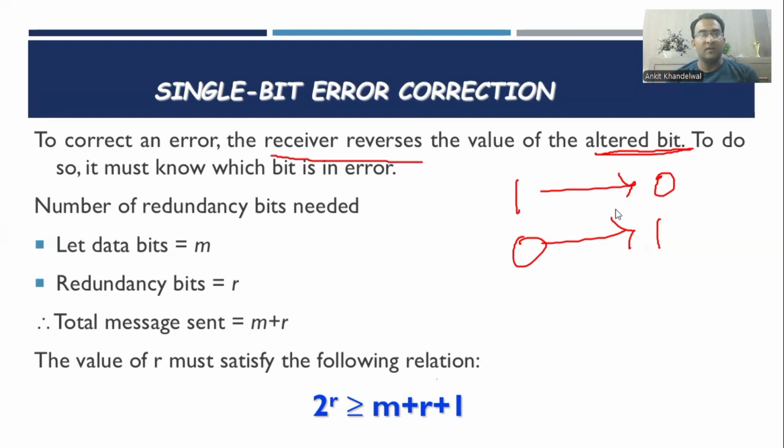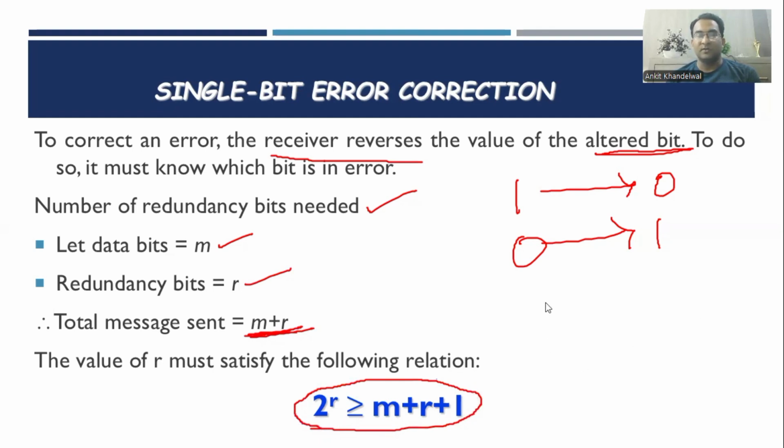But what is needed is to know that there is an error and at which position of the data the error is. So the number of redundancy bits needed is, let's say we have data bits of length m. We are going to add redundancy bits to this data, that is r. So the total message which we are going to send is m plus r. The value of r must satisfy the following relation: 2 to the power r should be greater than or equal to m plus r plus 1.